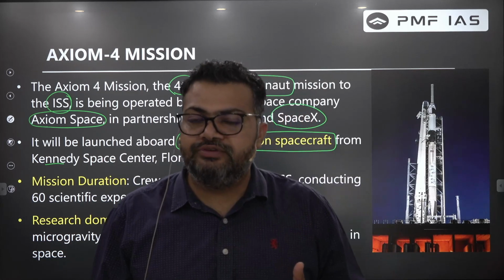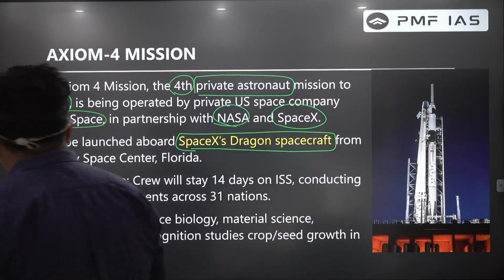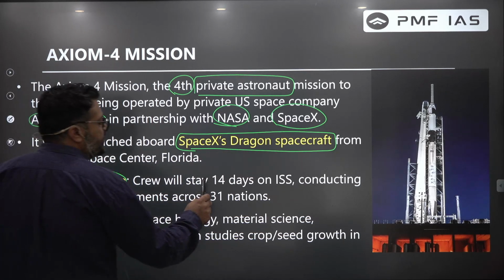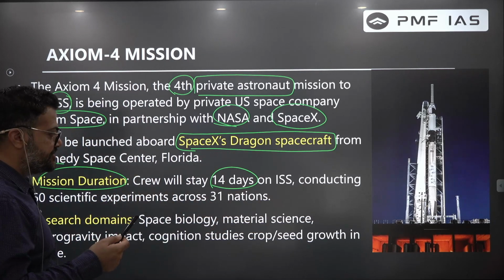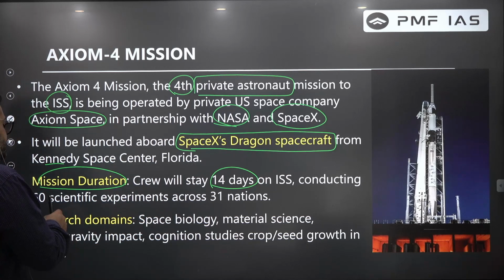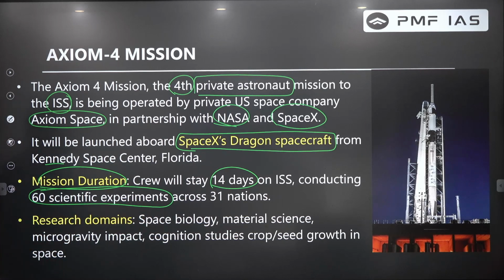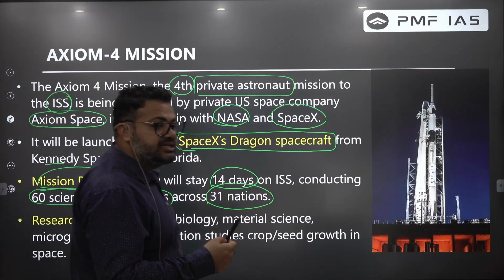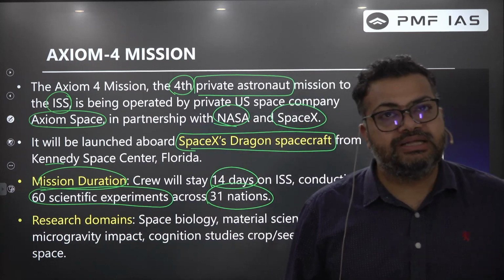So if today is 24th of June, tomorrow very likely we may see Axiom 4 being launched, right? The mission duration is expected to be 14 days. That means these astronauts would remain in the International Space Station for 14 days, and they are expected to conduct 60 scientific experiments. 60 scientific experiments which have been designed by nearly 31 nations. 31 countries have designed different types of experiments, and all these experiments are going to be conducted by these 4 astronauts.